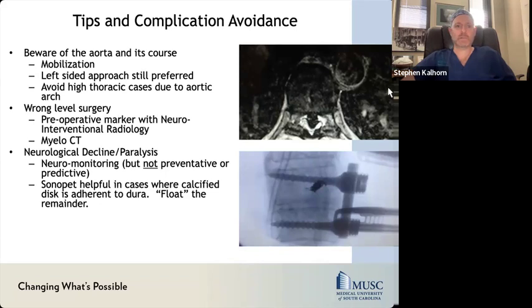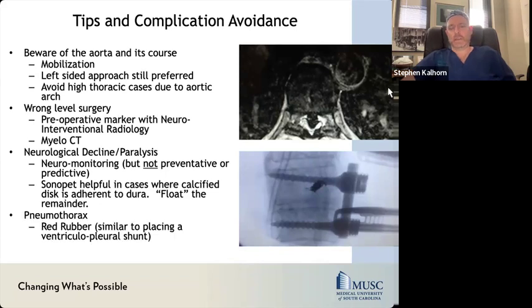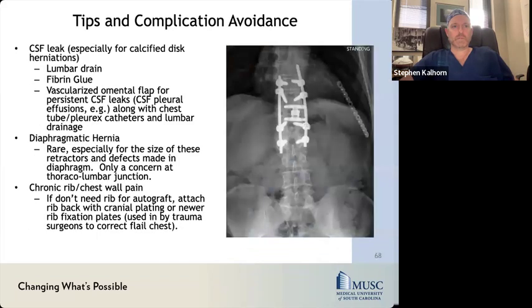If you put a red rubber in that retropleural space and just have anesthesia valsalva, you don't get a pneumothorax on postoperative chest X-ray most of the time, even if there's a small pleural violation. So those are some of the tips and complication avoidance for the transthoracic retropleural approach that we used to do.